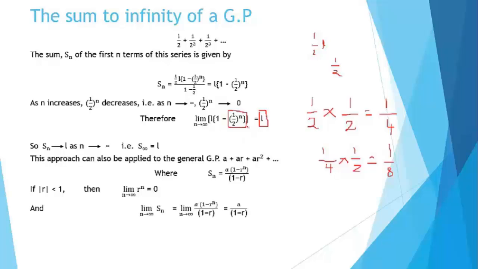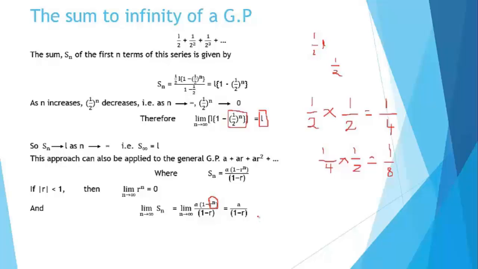And the limit of Sn where n tends to infinity equals the limit of a times bracket 1 take away r to the power n over 1 take away r where n tends to infinity, equals a over 1 take away r. That is because r to the power n goes to 0 as modulus of r is less than 1.